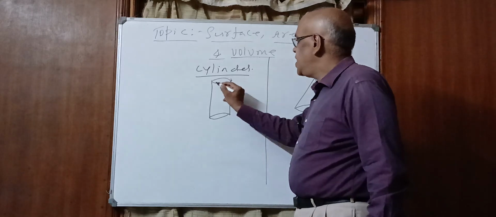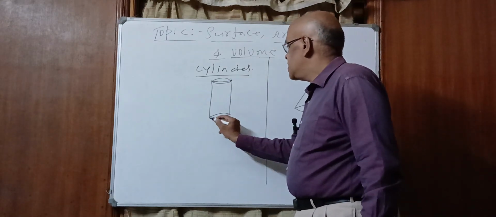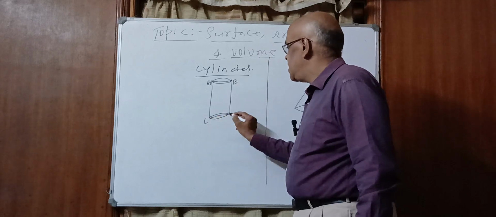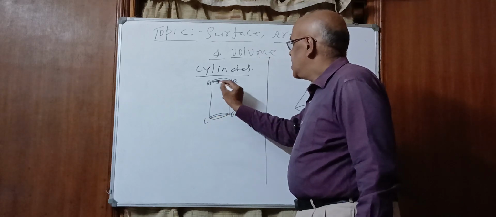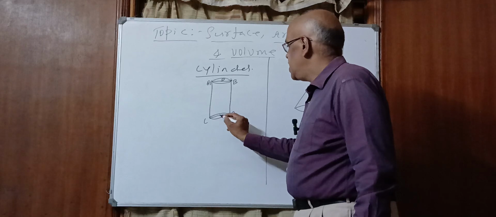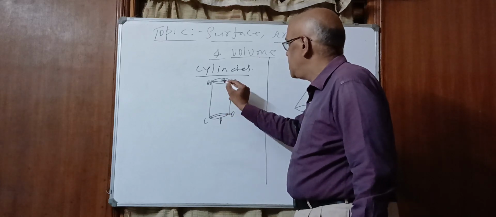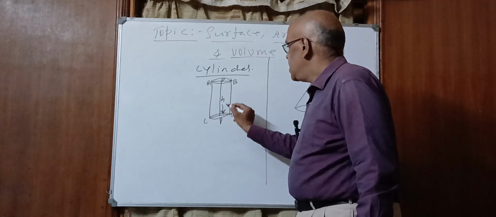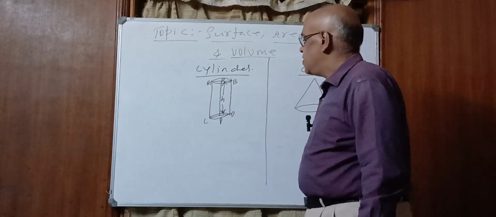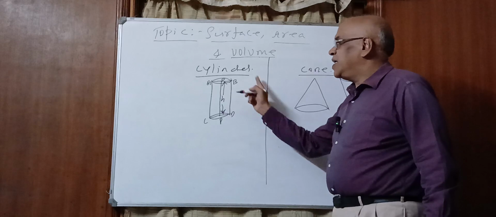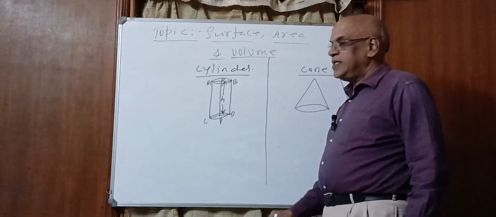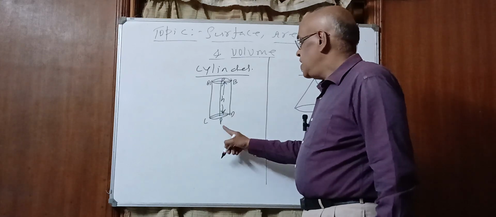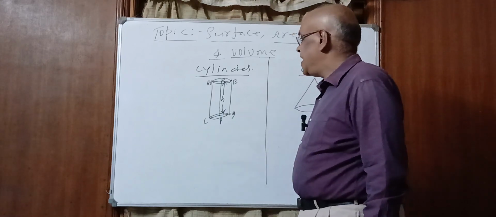See now. This is the cylinder. It has two circular bases. A, B, C, D. AB is the diameter. O is the center. Here I will call it P. Join OP. What will we get? Height. OP is the height of the cylinder. OB is the radius. AO is also radius. AB is the diameter. Similarly, CP, PD, they are the radii. CD is the diameter.